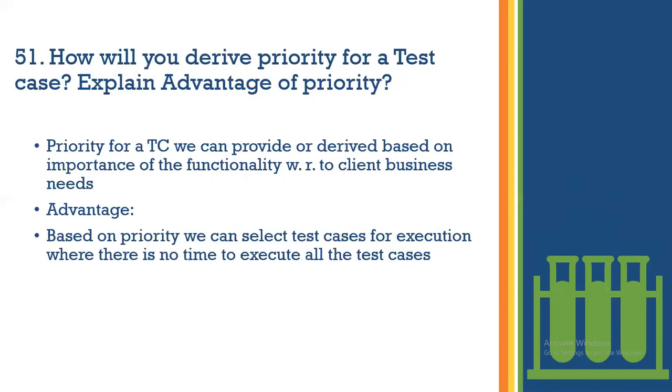What are the advantages? Why do we have to give the priority? Based on priority, we can select test cases for execution. Do we have to execute all the test cases? No. We set priority because sometimes we don't have sufficient time to execute all the test cases. In that case, priority is one of the important parameters. Based on this parameter, we can select the test cases when there is no time to execute all of them. Because sometimes there may be a delay in the deployment of the build, and developers do not give it to you in time. That is one case. That is the advantage.